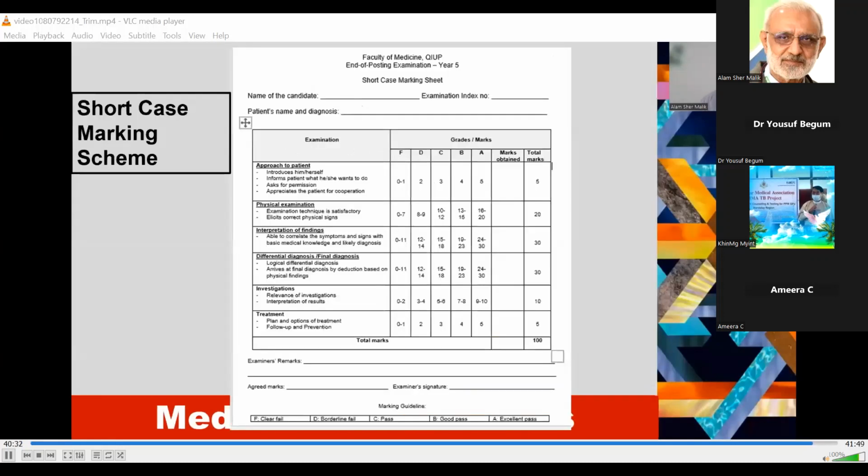Here is an example of a marking scheme for a short case. And here are the criteria and the examination components: approach to the patient, physical examination, findings, and then the differential diagnosis, final diagnosis, investigation and treatment, and the range of marks.